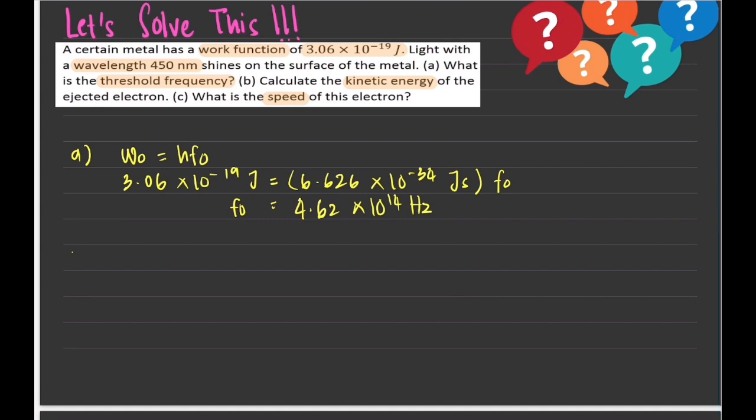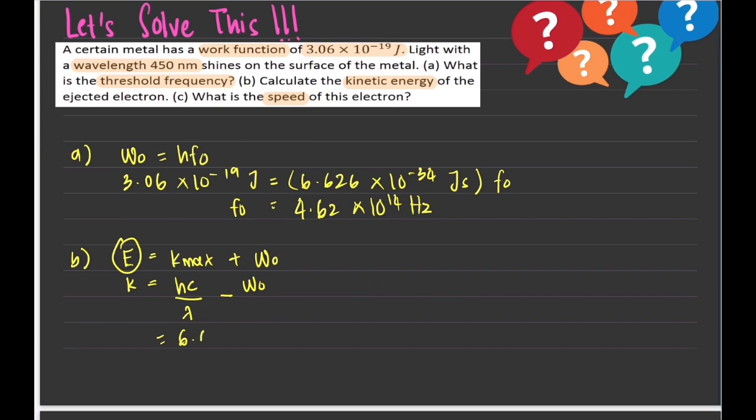Now let's move on to question B. Calculate the kinetic energy. So we can use the formula E equals K max plus work function W naught. Okay, so we substitute E here as hc over lambda minus W naught. So just plug in all the values.